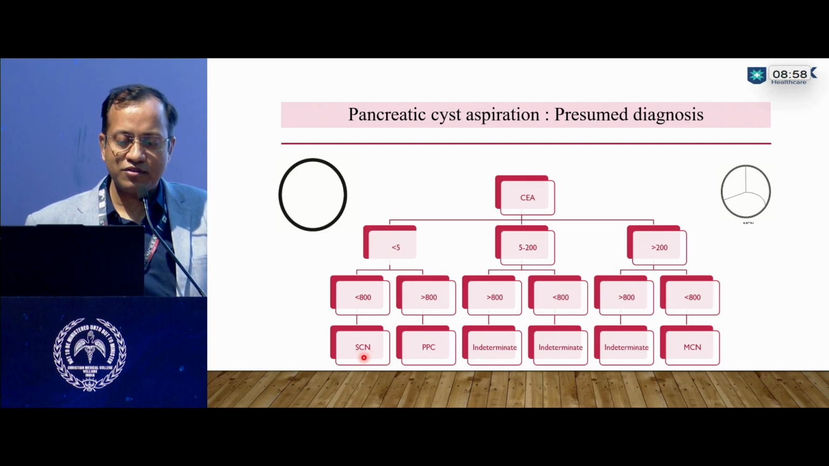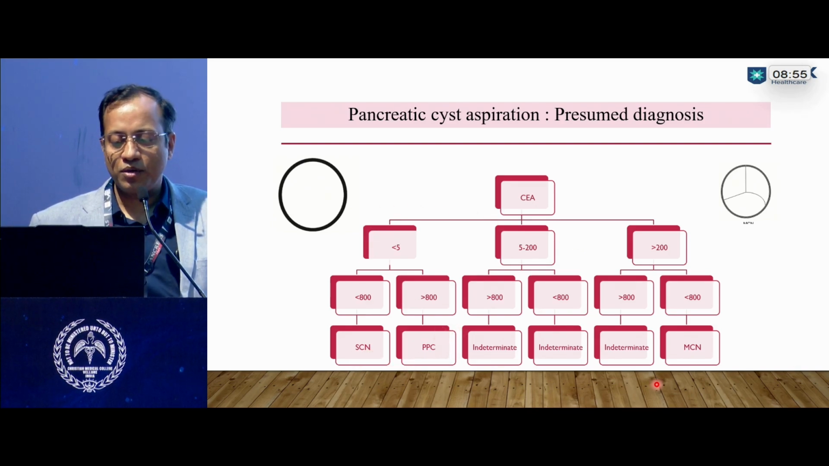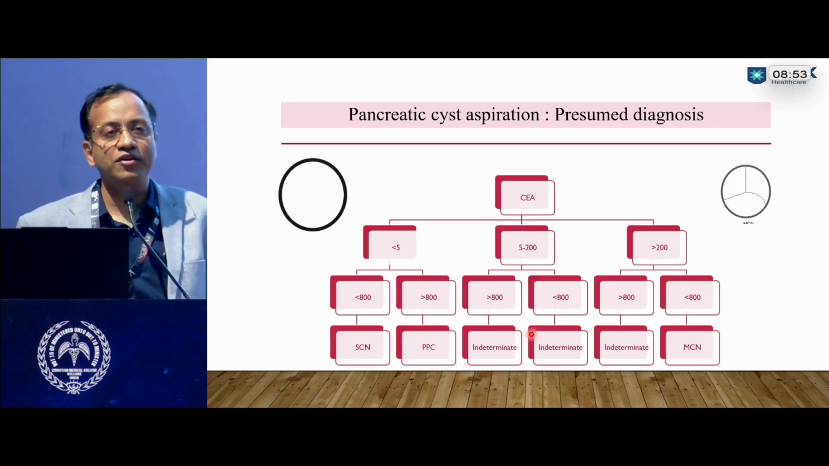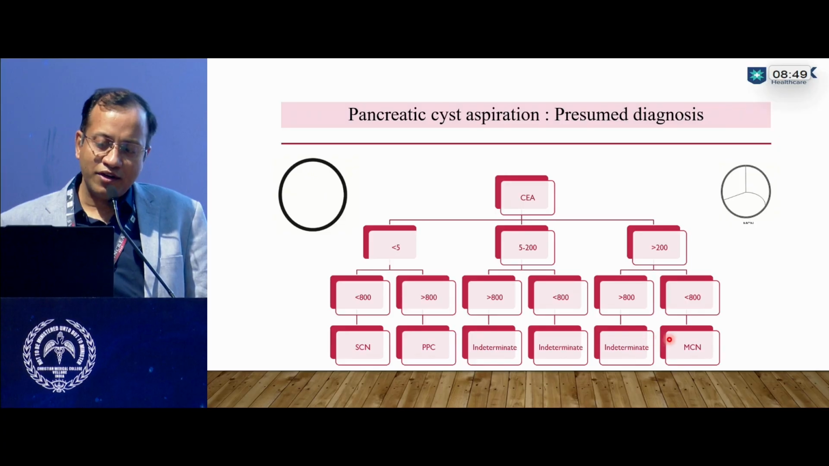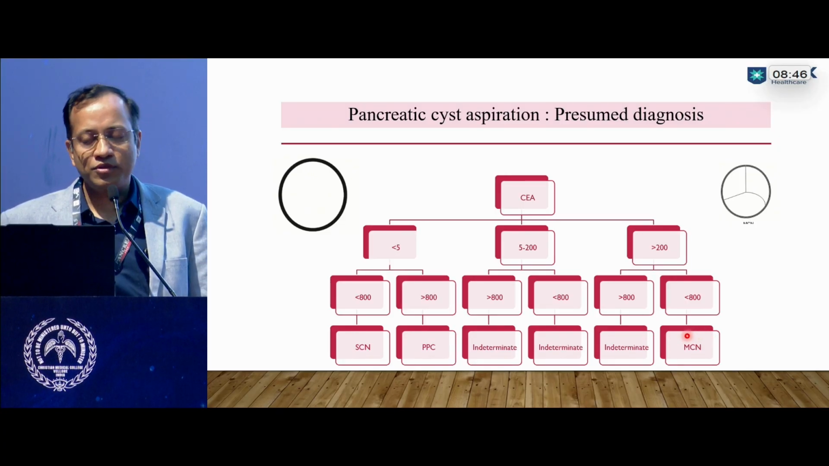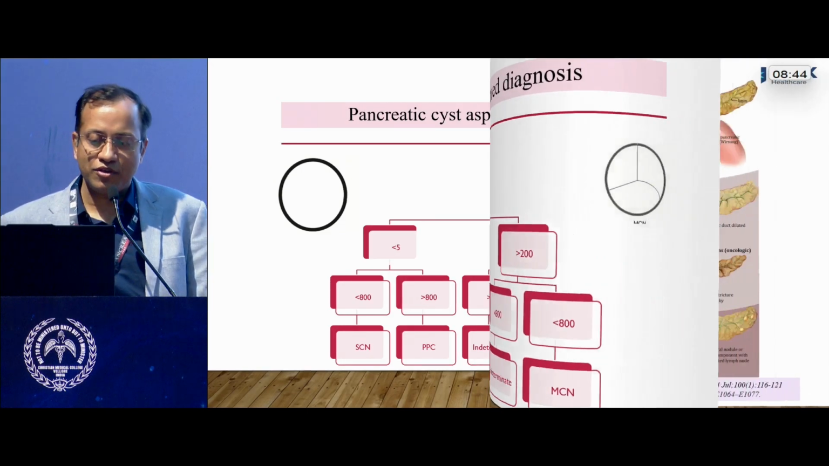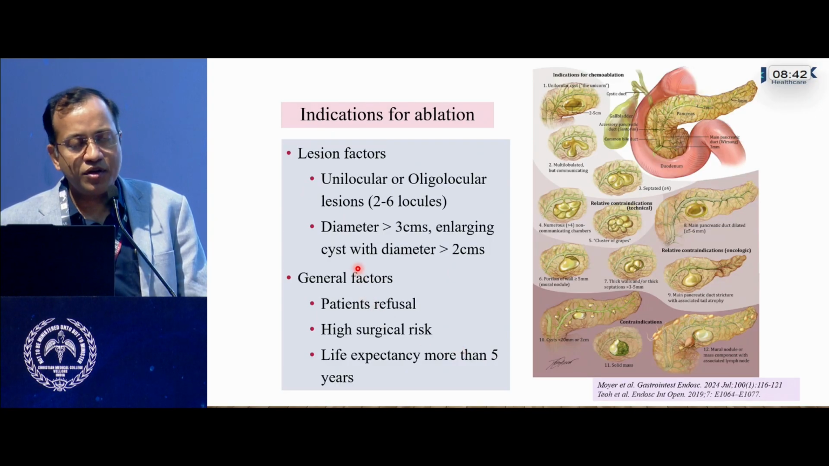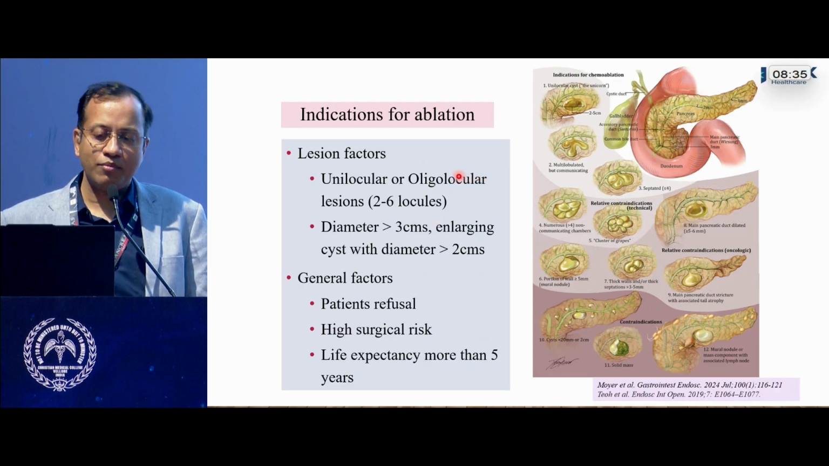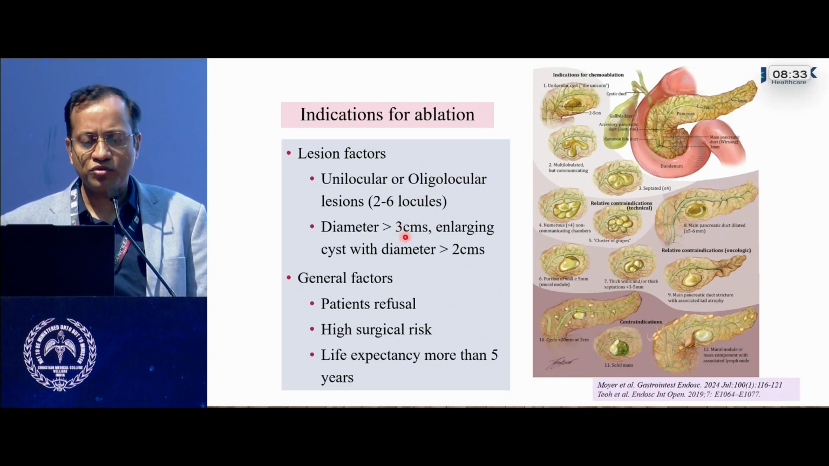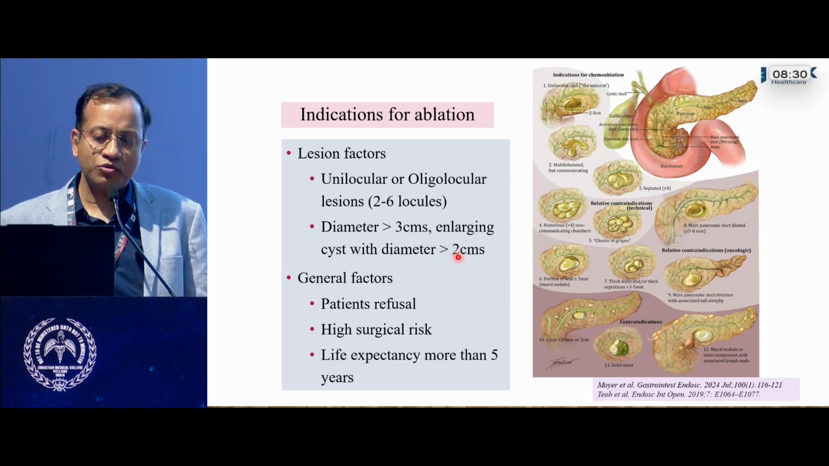So this is the differential diagnosis in these patients. Either it can be a serous cyst, or a pancreatic pseudocyst, or a mucinous cystic lesion, or an indeterminate lesion. In the studies, both indeterminate and mucinous neoplasms have been subjected to EUS guided ablation. These are the indications: patients who have a unilocular cyst or an oligolocular cyst up to 4 or 6 locules can be subjected to EUS guided ablation. Diameter should be more than 2 cm, or for larger cysts more than 3 cm, for EUS guided ablation. Surgery should be offered first.